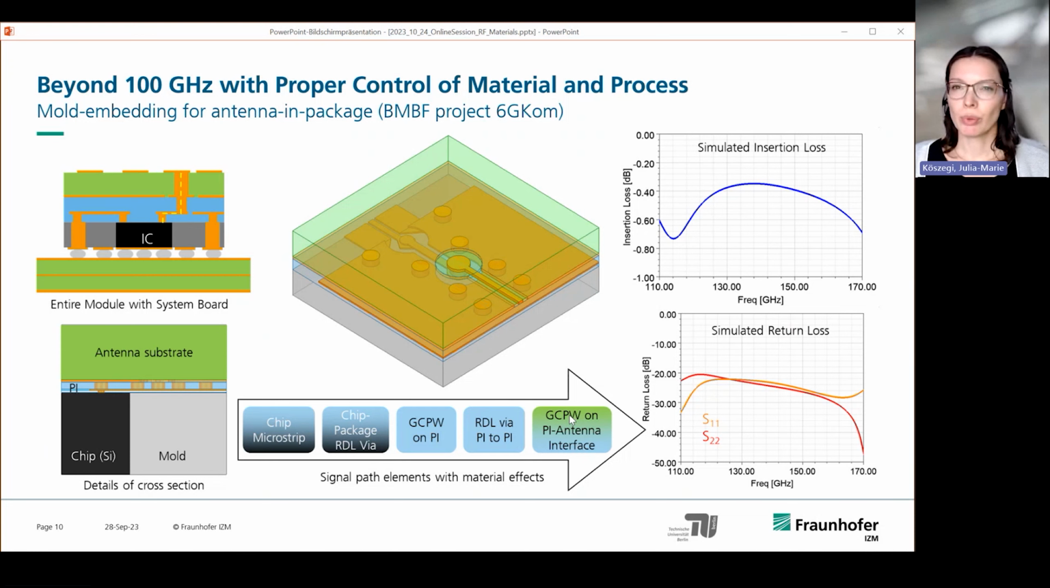And the most important message on the slide is that for the complete D-band, speaking 110 to 170 gigahertz, we have really, really low losses here. So we can get a very high percentage of the signal up to the antenna, and we have very low reflection as well. So it can really be done. And proper control of material and process is really the key if you want to move to the systems that are at such high frequencies.